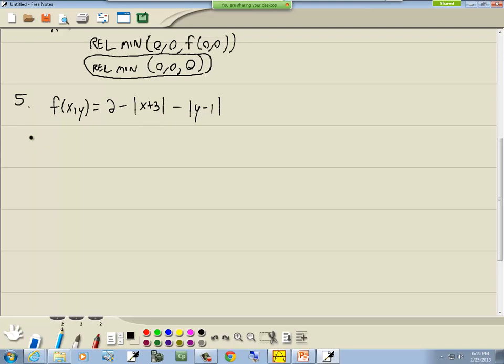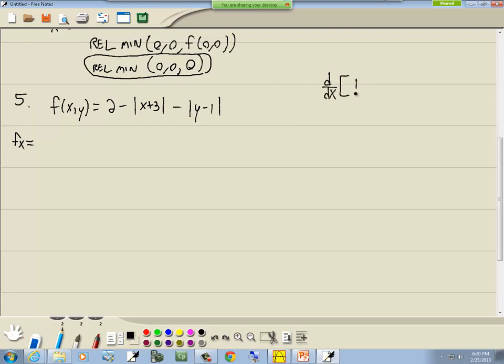But let's at least do the derivative. So take the partial with respect to x. The 2 disappears. The absolute value of y minus 1 will disappear. And here we've got negative. Now the derivative of an absolute value, we don't see this a whole lot. Let me write the formula over here.